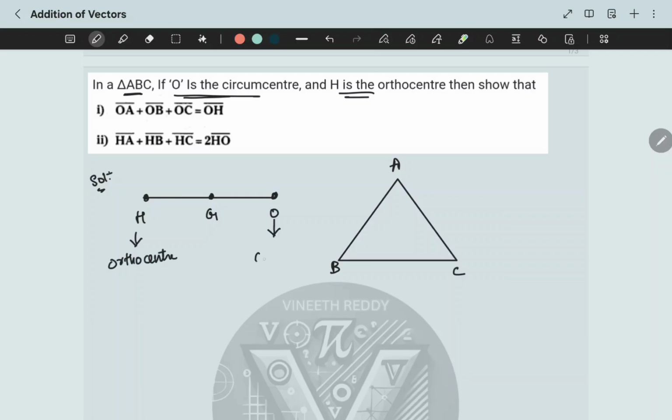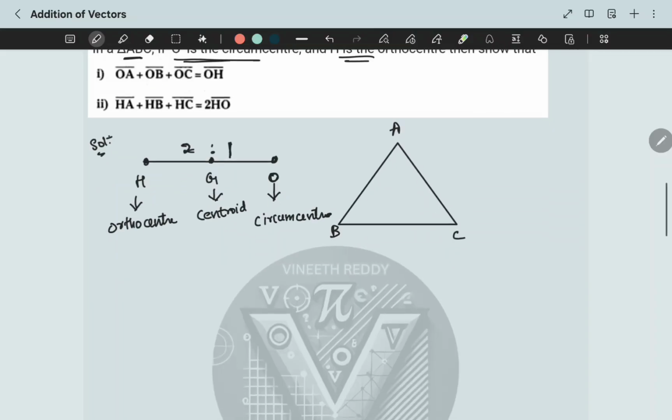He has given in the question that O is the circumcenter, and G is the centroid. The centroid divides the orthocenter and circumcenter in the ratio 2:1. If you get confused about how to remember whether it is 2:1 or 1:2, think in this direction: 0, 1, 2. Think in that direction, okay?